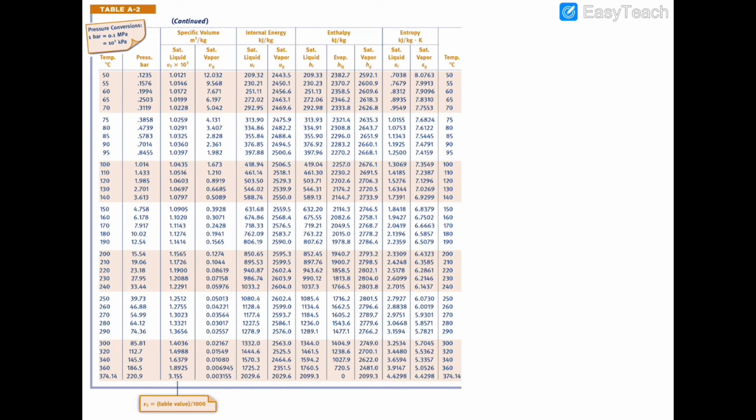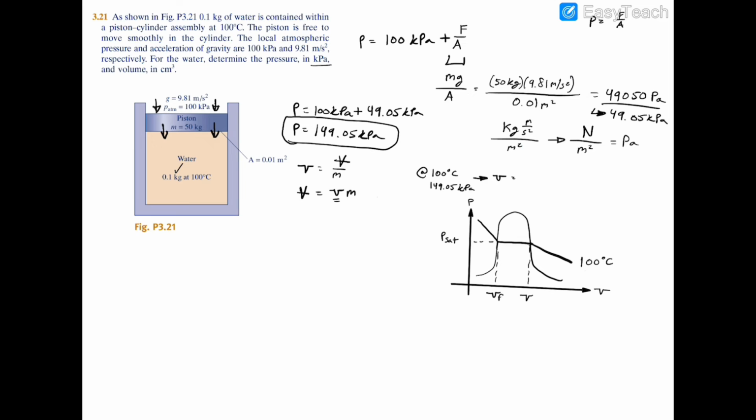But for now, let's turn to our property table. So if we go to table A2, which is the saturated water temperature table for liquid water, and if we go to 100 degrees Celsius, we have a pressure of 1.014 bar. Now, all you have to do is multiply by 10 squared. You have your conversion factors right over here in the corner, and you'll have that this equals 101.4 kilopascals. So what I'm going to do is replace this Psat with 101.4, and that's kilopascals.